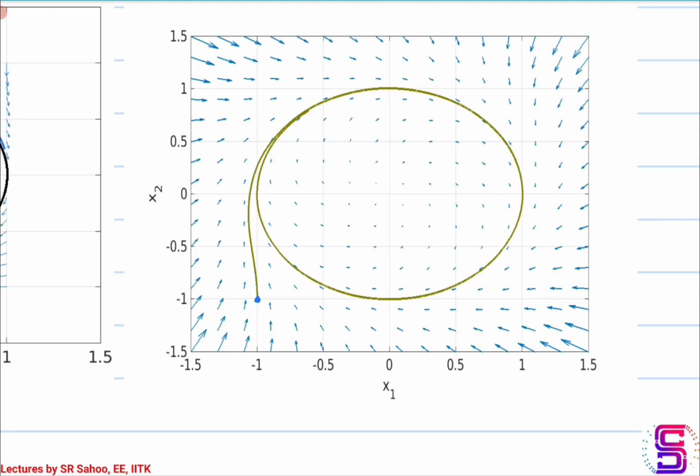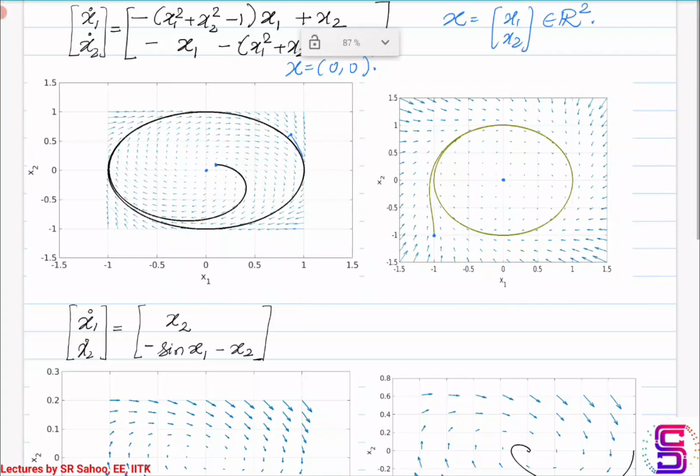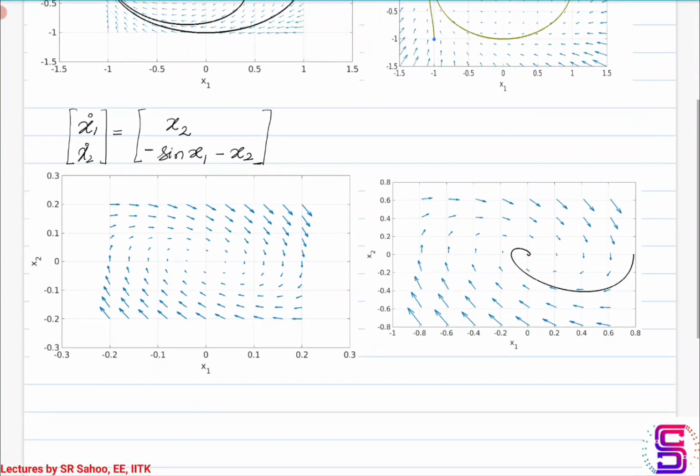Okay, so what we observe here from the vector fields is that there is an equilibrium point which is at origin, and then there is a limit cycle as well, to which all the trajectories will tend. So this is what we have: a stable limit cycle with an unstable equilibrium point. Okay, this is another example.